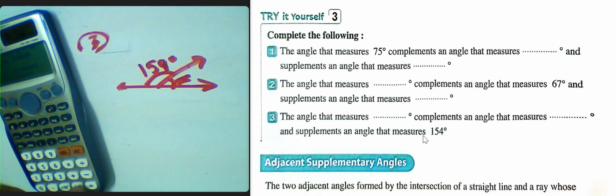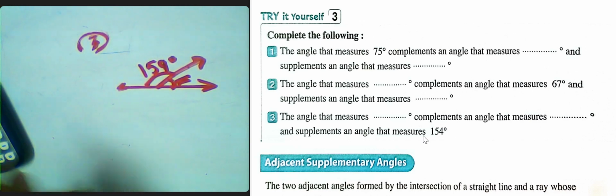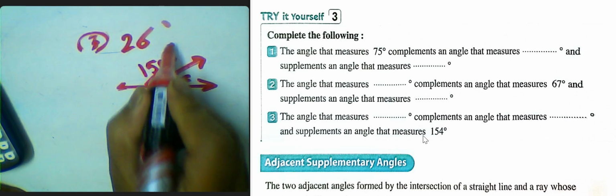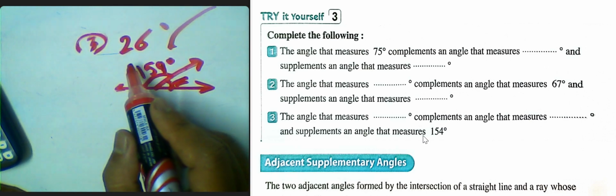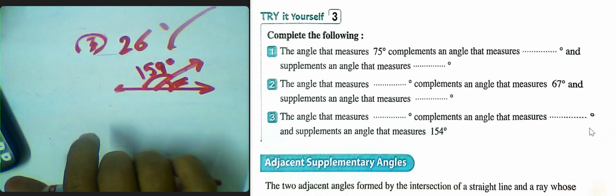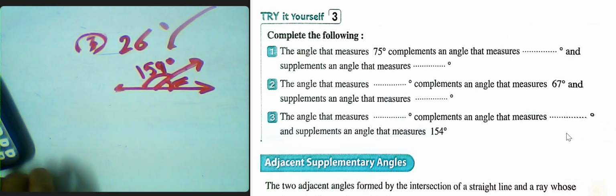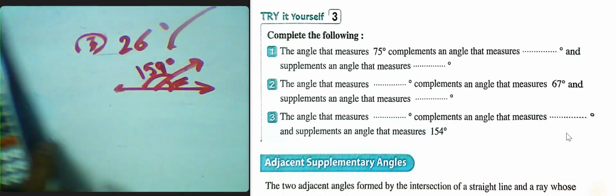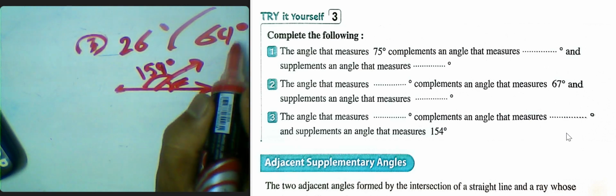Okay, the result will be 26. And then you can find the complement of this angle. 90 subtract 26. Then the result will be 64. Okay, the result will be 64 degrees.